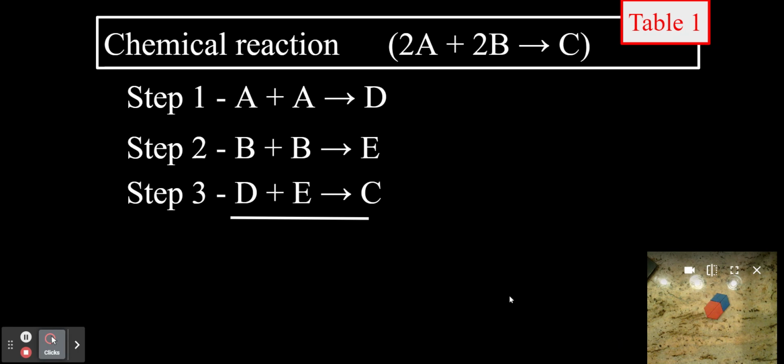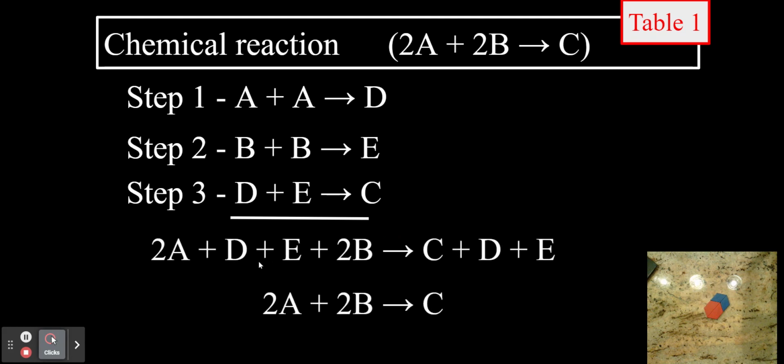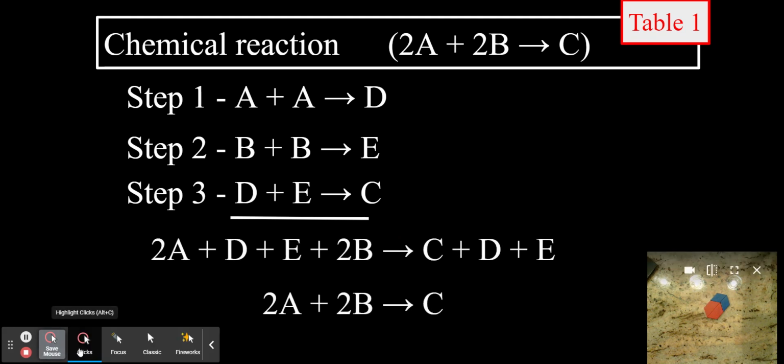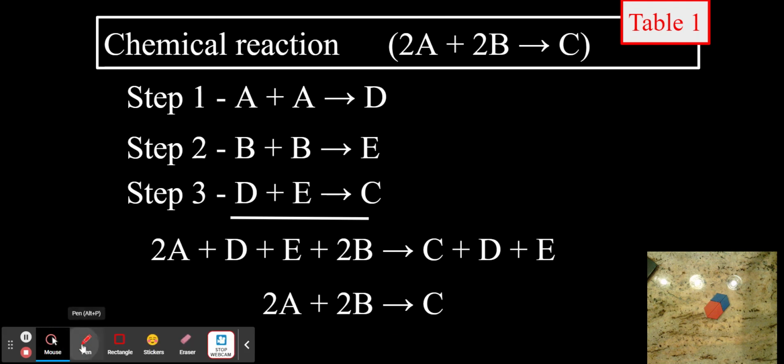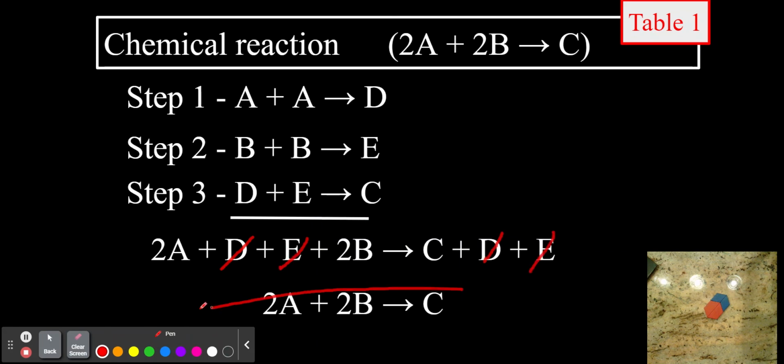Now all of these steps should add up to the overall reaction. You can tell that B and E are intermediates. When I add it up, I get this, and I should have done this a little bit differently, but B and D and E are on both sides, so they drop out, and I'm left with my overall reaction.